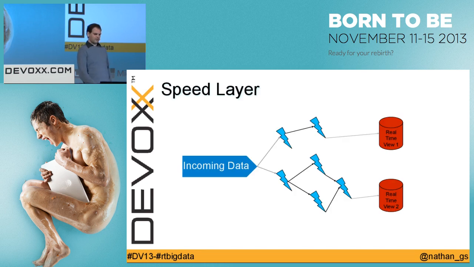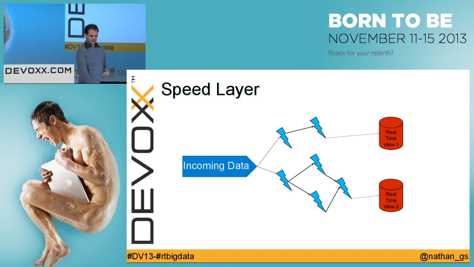In our speed layer, we're probably going to store some real-time views, because of course for our end result, we want to do something with the data. You want to have a view on your data, so we're going to need to store it somewhere.